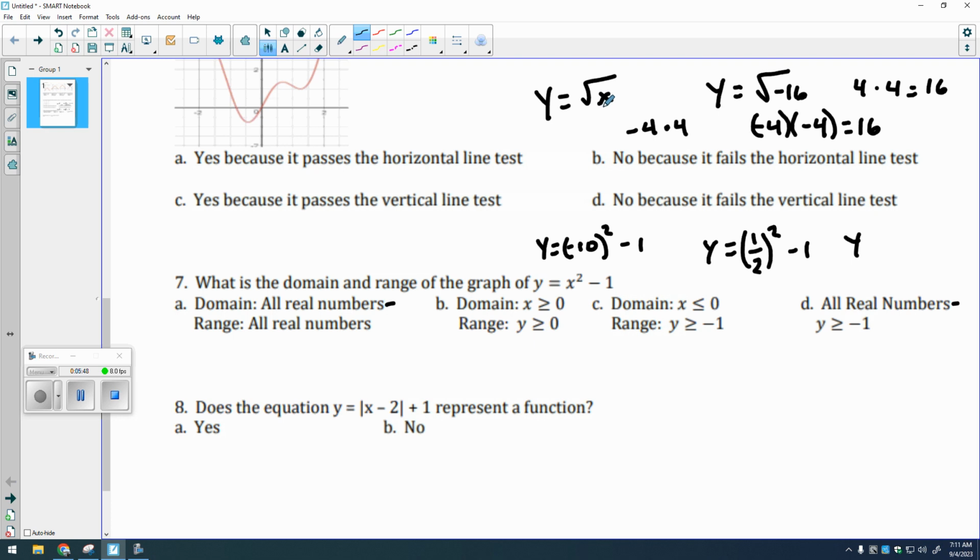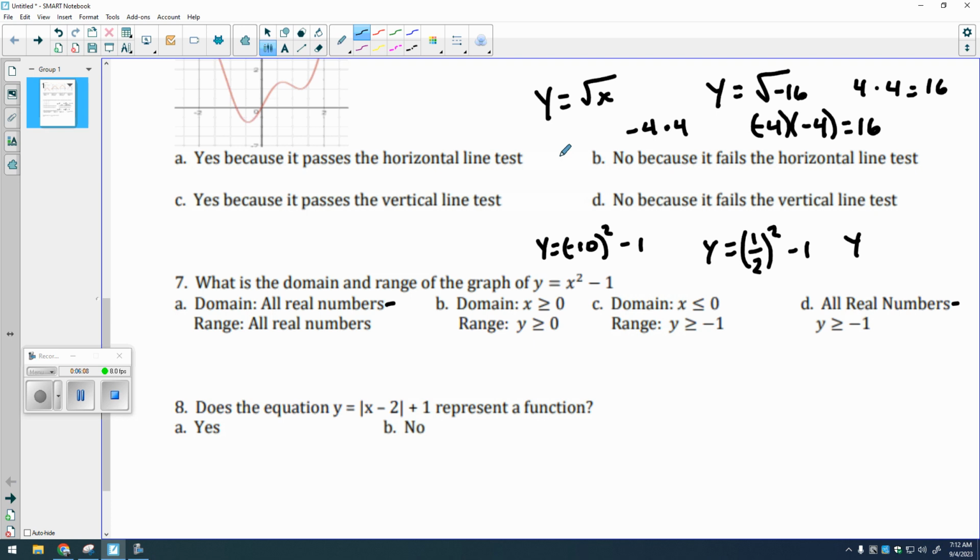I can square root any positive number. It may come out to be a weird decimal, but I can square root any positive number. I can also square root 0 because 0 times 0 is 0. Okay, so algebraically, that's what it looks like.